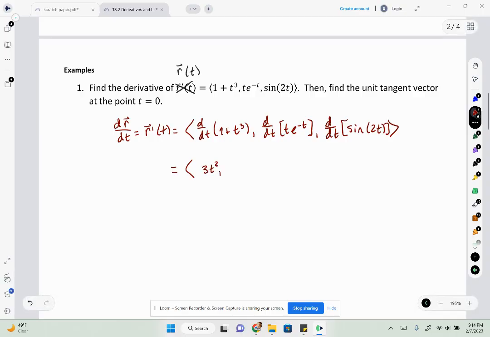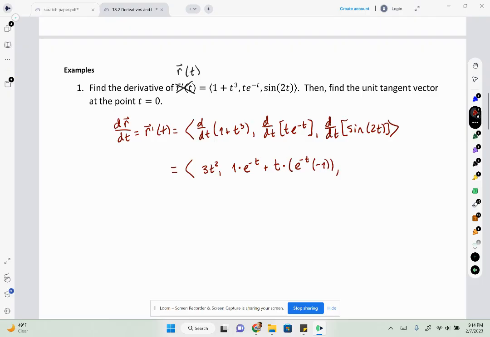That's done. The derivative of t e to the minus t, that will require a product rule. So derivative of the first times the second plus the first times the derivative of the second. The derivative of the first, that'd be the derivative of t, it's going to be 1, times the second, e to the minus t, plus the first times the derivative of the second. The derivative of e to the minus t is e to the minus t times the derivative of minus t, which gives us a minus 1.